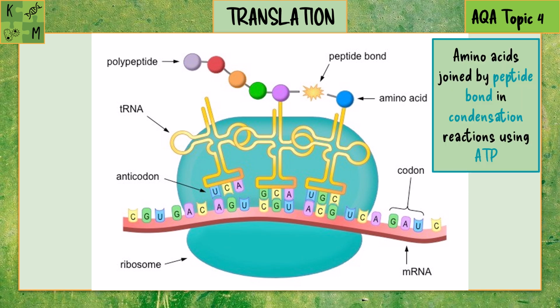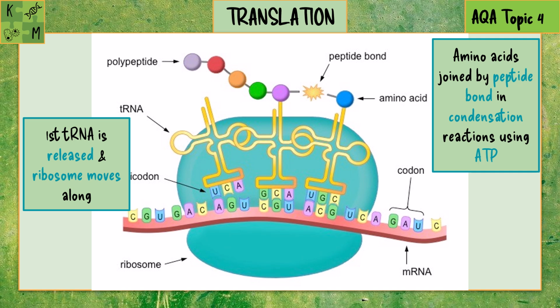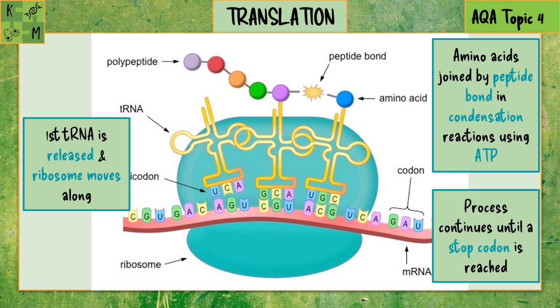Condensation reaction forms a peptide bond between the amino acids. This requires energy from ATP. Once the peptide bond is formed, the first tRNA molecule is released as the ribosome moves along the mRNA to the next codon. The process continues until a stop codon is reached, and the completed polypeptide is released to undergo folding and further processing.